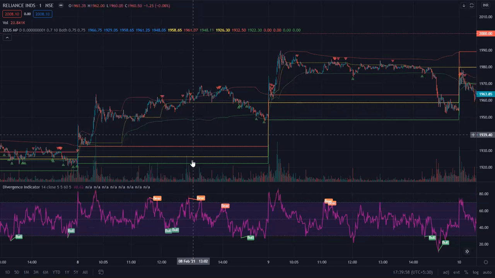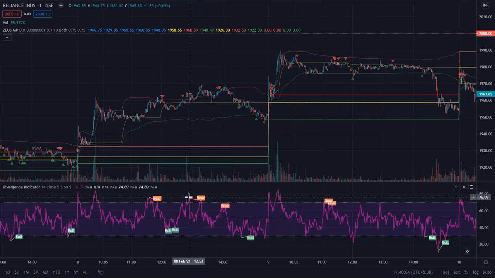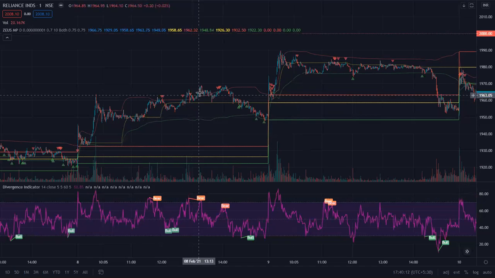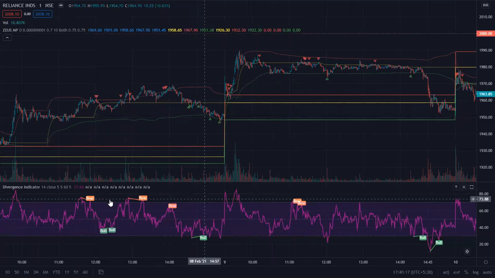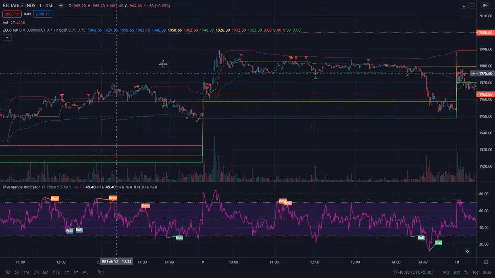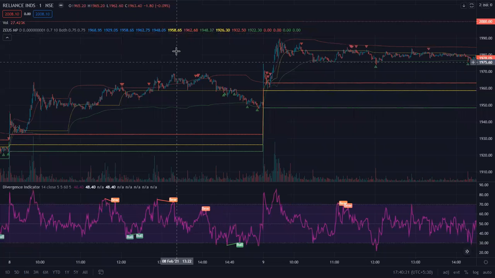But if you observe that the market had formed a high, and the divergence value was at a high value, say 65, 70, or anything above 50, and you find that the market has again gone higher clearly, but the divergence value is significantly lower, then it is likely that the market will reverse from here.